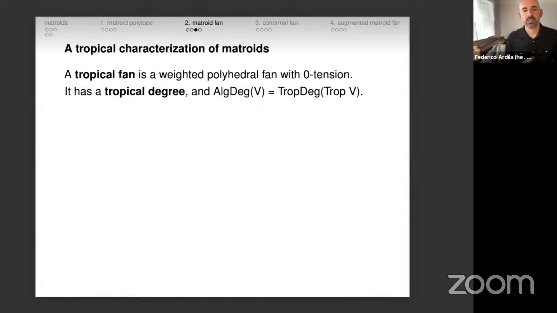Tropical fans have a notion of tropical degree. And this is just like in classical geometry. If you have some variety, like a parabola, and if you want to know its degree, then you intersect it with a generic line, and you find that the parabola hits the line at 2 points, so the parabola has degree 2. Similarly, for a tropical variety, if you want to know its degree, then you intersect it with a generic linear space, but now a tropical linear space. That comes from a matroid, and that defines a tropical degree. And you have this very nice fact that if you have a variety and you tropicalize it, then the degree of the original variety is equal to the tropical degree of its tropicalization.